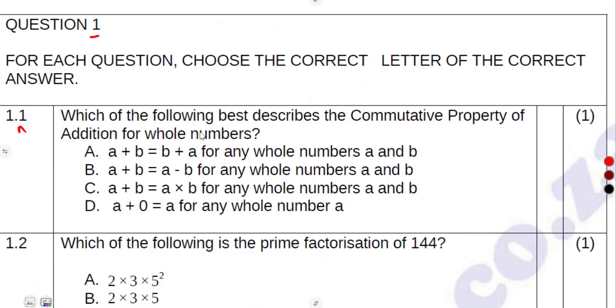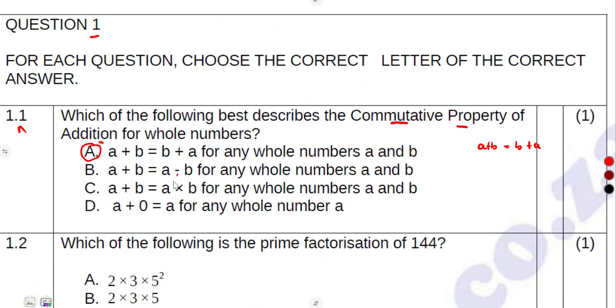1.1. Which of the following best describes the commutative property of addition for whole numbers? Remember, commutative is when A and B are added, that can give us B plus A, provided that they are whole numbers. So which one is it? That was exactly this one, A plus B is equal to this.